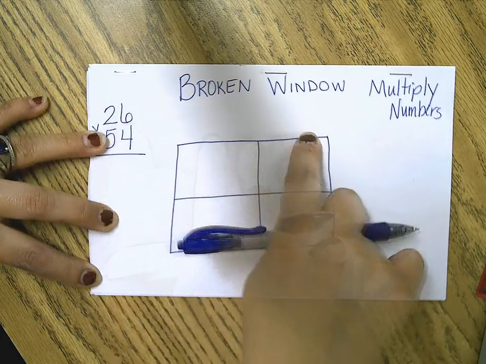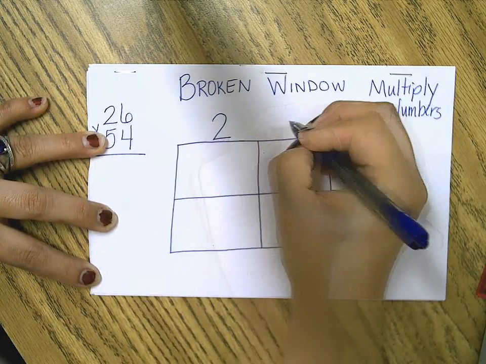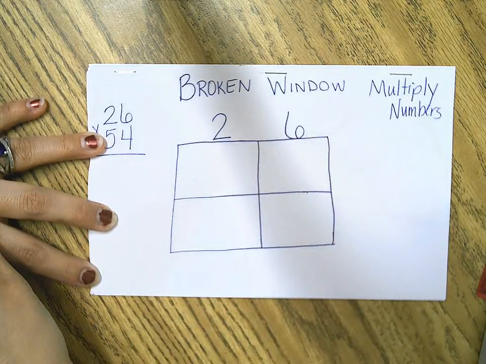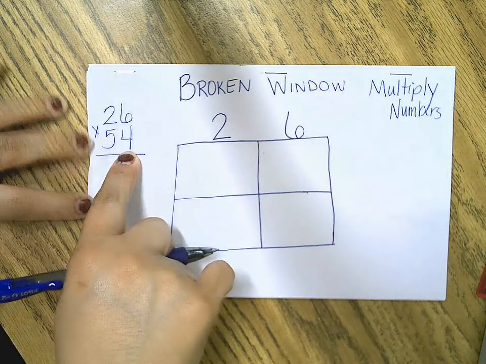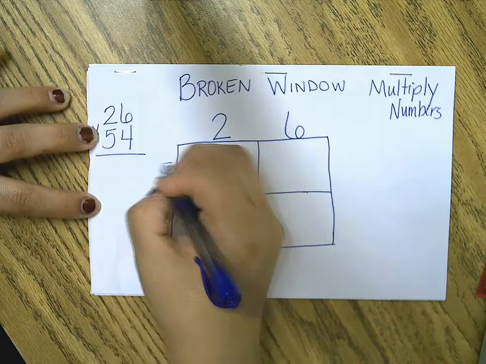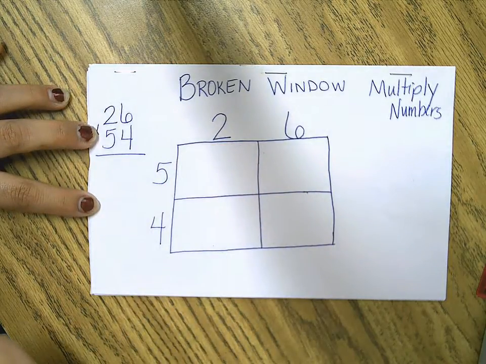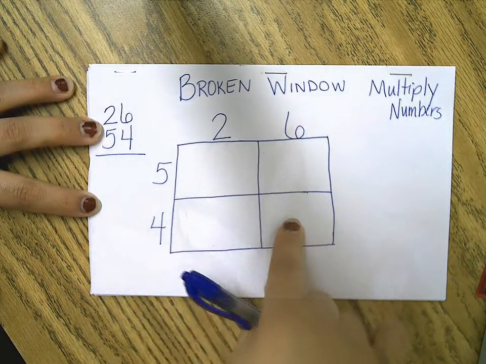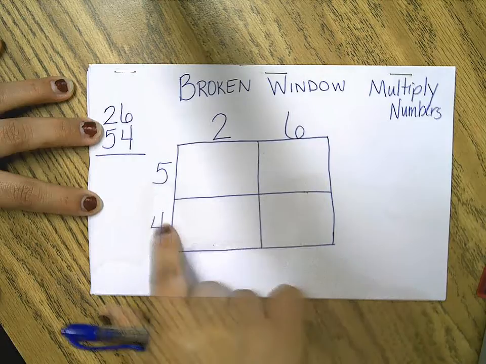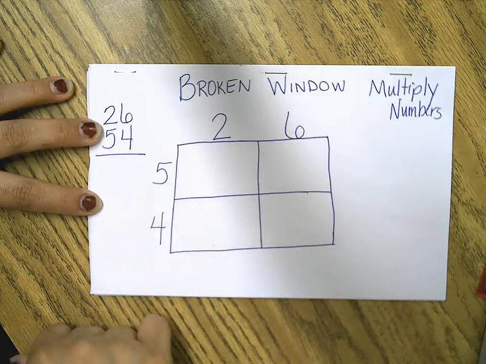So the number 26 is on top. You put the 2 here, you put the 6 here. The number 54 is on bottom, you put it on the side. You put a 5, and then you bring down your 4. Okay? So your 2 is lined up to these windows. Your 5 is lined up to these windows, or these boxes, right? Okay.